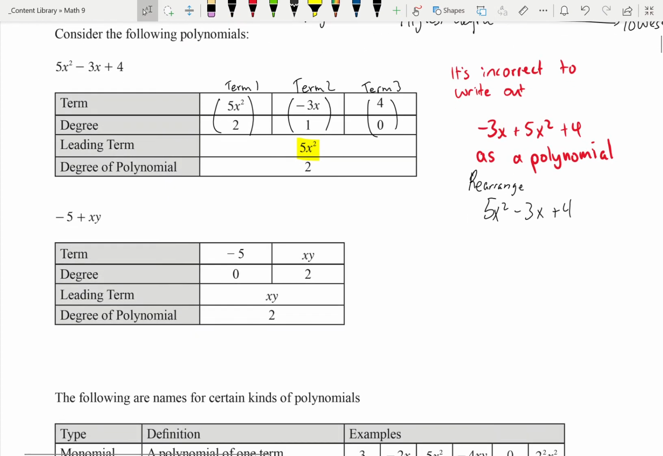So for example, here I have negative 5 plus xy. So I have 2 terms: term 1 and term 2. So I have negative 5. The degree is 0, and how I got that was that there's no variables. Here I have x to the power 1, y to the power 1, so I have 1 plus 1 gives me 2. So my leading term that I should be writing is xy, and the degree is 2. So the proper way to write this would be xy minus 5.